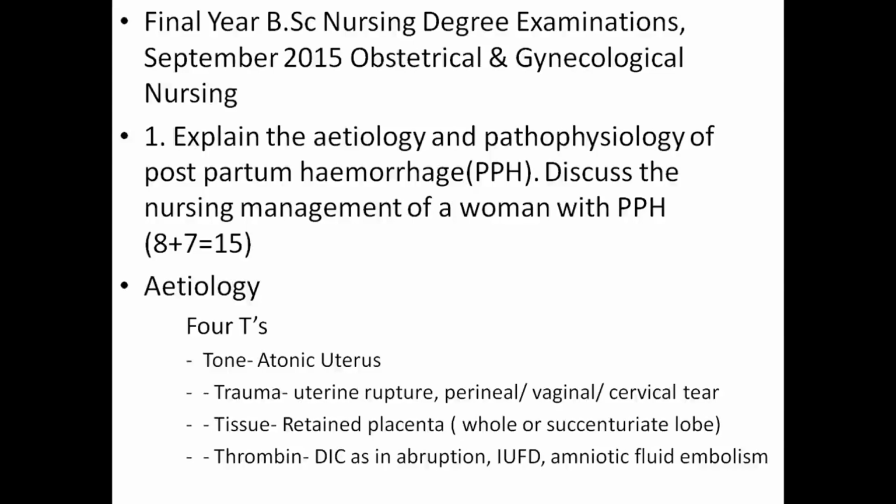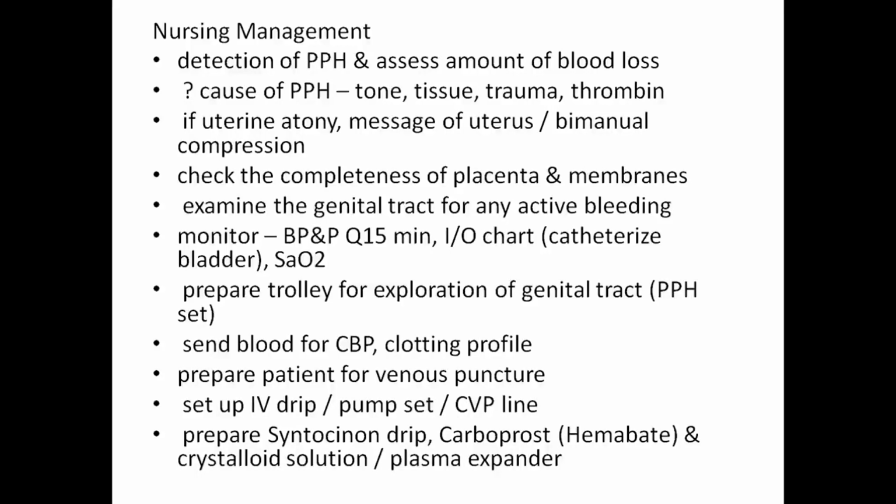The etiology means the 4 T's, that is tone: atonic uterus. Atonic uterus, there are so many reasons like grand multipara. All those things will come under the atonic uterus. The trauma means uterine rupture or perineal, vaginal, cervical tear. Tissue, that means retained placenta. Thrombin, that is DIC, abruption, intrauterine fetal death, amniotic fluid embolism. All this comes under the etiology.